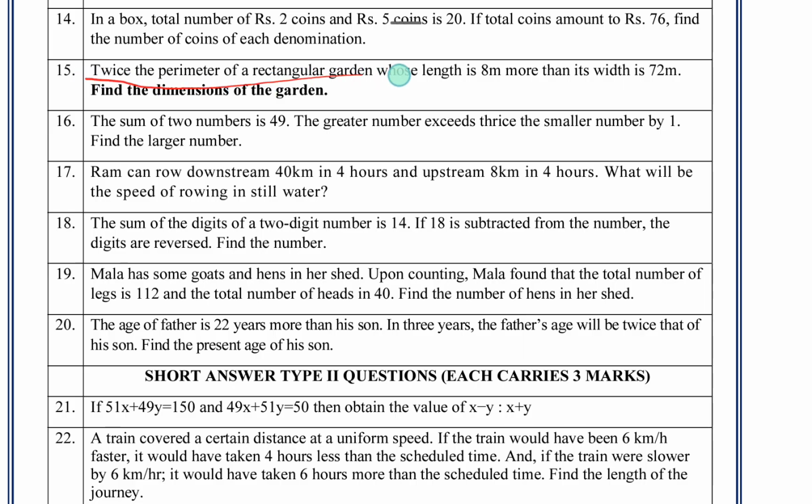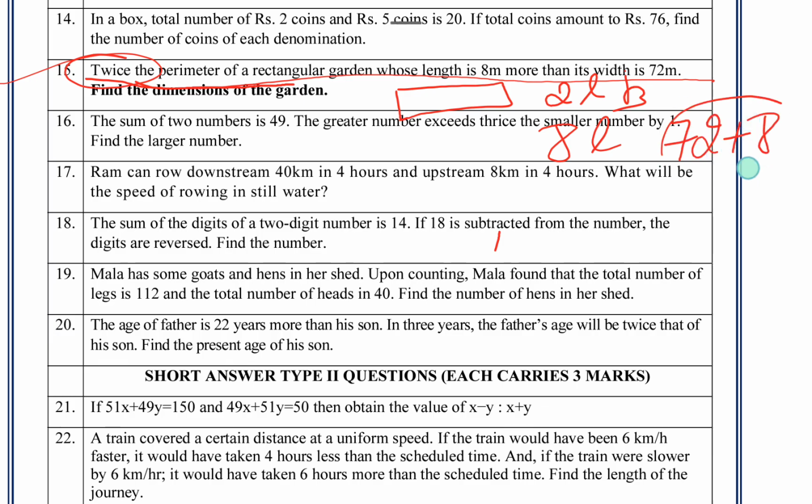Twice the perimeter of a rectangular garden. You have to go for the perimeter of the rectangular garden. The perimeter means 2 times the length and breadth. Twice the perimeter, keep it in mind. Twice the perimeter of a rectangular garden whose length is 8 meters more than its width is 72 plus 8. Find the dimensions of the garden.